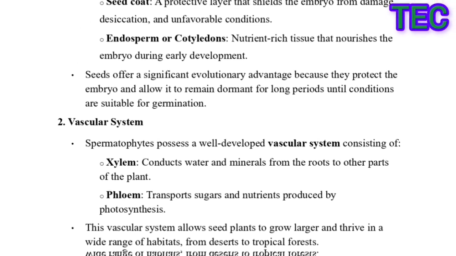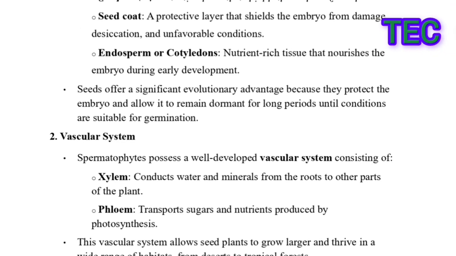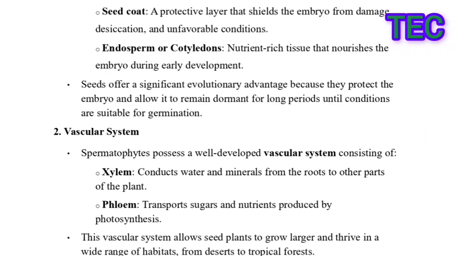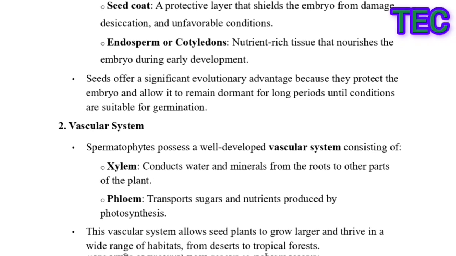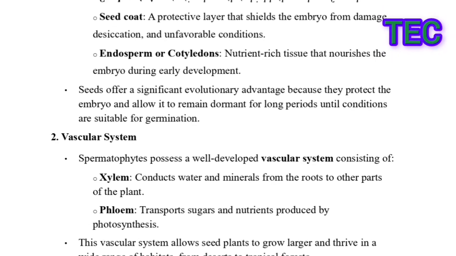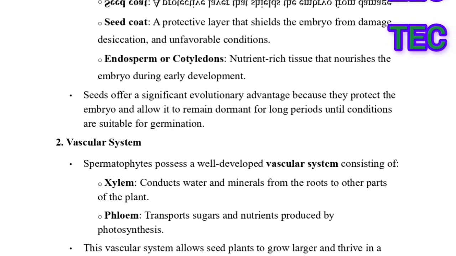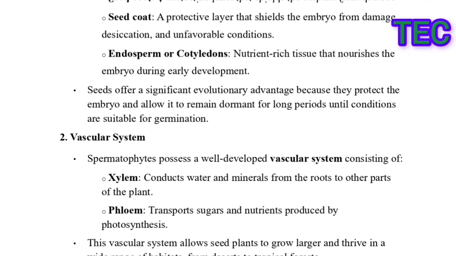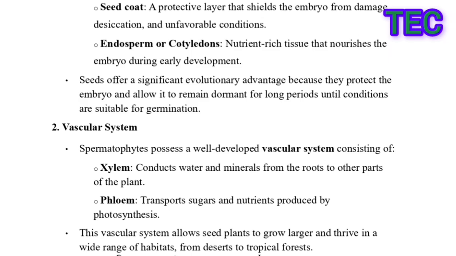Now let's talk about spermatophytes. Spermatophytes, also known as seed plants, represent a highly advanced and diverse group of plants that reproduce via seeds. They are more advanced compared to bryophytes and pteridophytes. They are so-called the seed plants since they produce seeds.